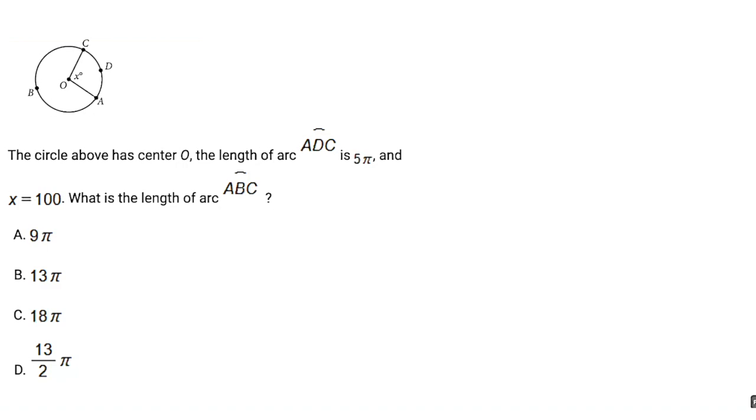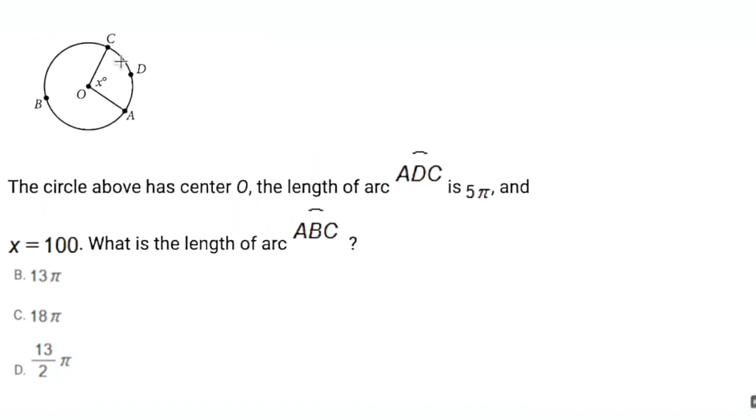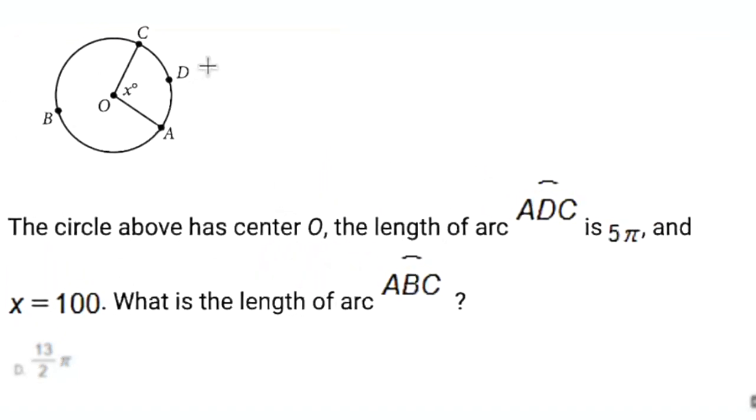The circle above has center O. The length of arc ADC is 5 pi. Let's label that real quick. Definitely always going to recommend that you label your geometry or draw your geometry if they don't give you a picture. So ADC, that's going to be the small arc, right? So that's 5 pi right there. And x equals 100, so this angle right here is going to be 100 degrees. All right, so what's the length of ABC, which is the rest of the circle basically, right?